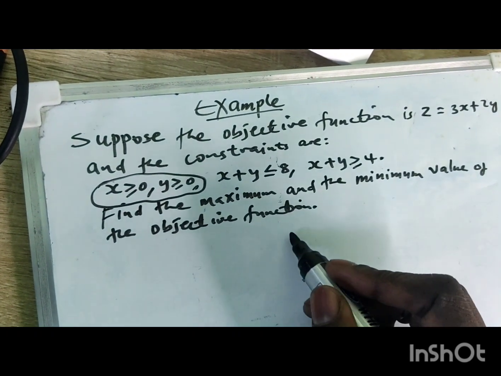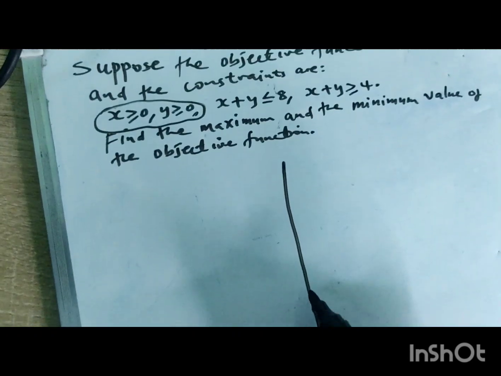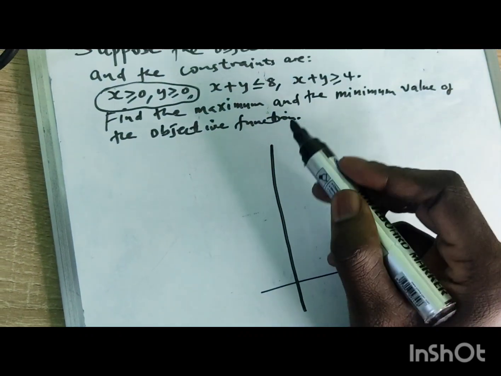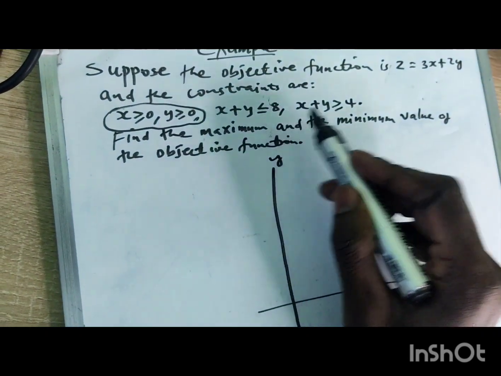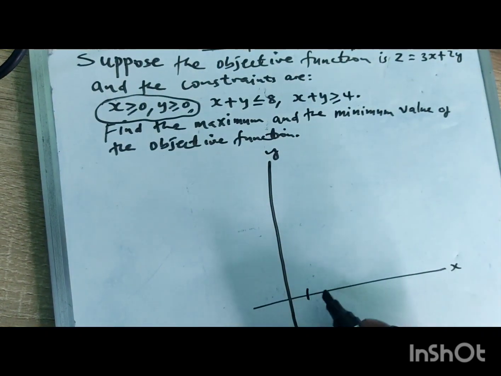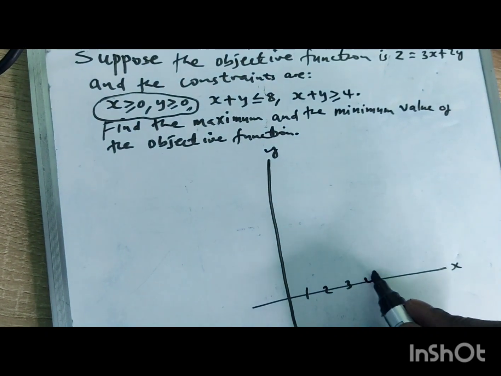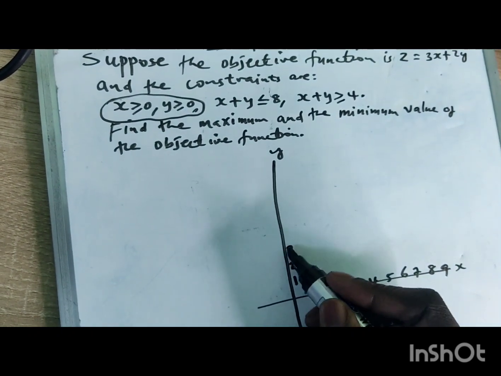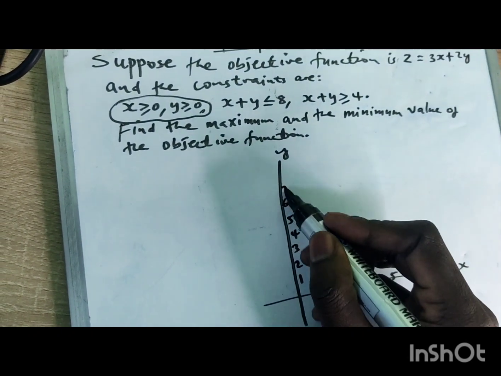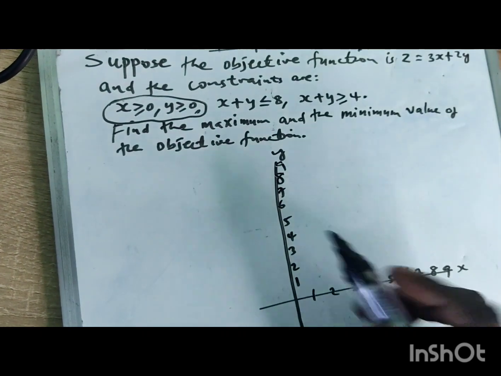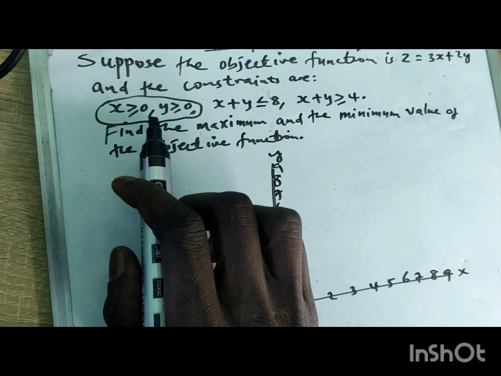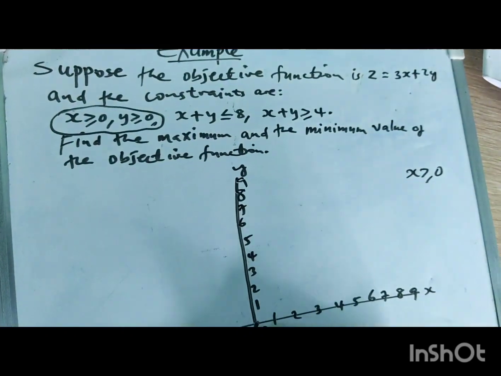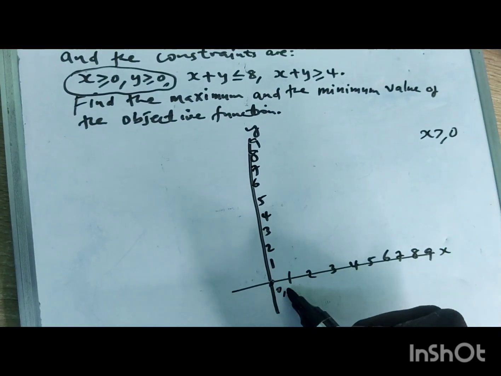So say this is another graph we want. Okay, so we have x, y here. Since we have 8 and 4, let's say we can have 1, 2, 3, 4, 5, 6, 7, 8, 9 on each axis, and so on. Now we have x is greater than or equal to 0. That means this is 0. We have 0 here for x and 0 here for y.